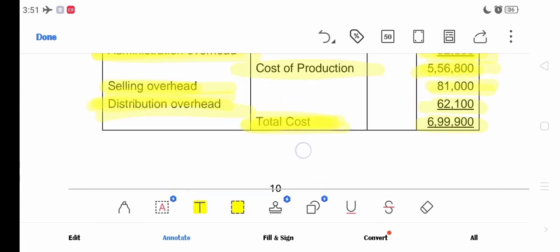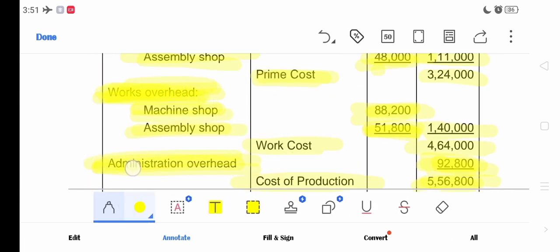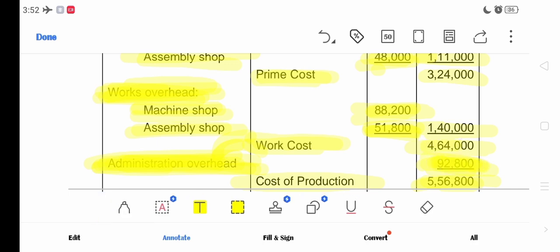Now what comes after works overhead, guys? Administrative overhead. How much is the administrative overhead? 98,200. So how do we find out this overhead rate? For overhead rate, you always have to see what is there just above that administrative overhead. Whatever you take, administrative overhead or anything, what is just above it? Works cost. So how do you find the overhead rate? You have to divide this 92,800 by this 4,64,000, right?